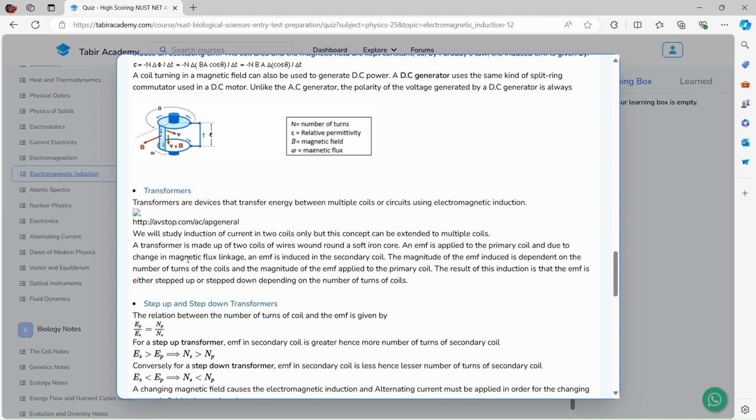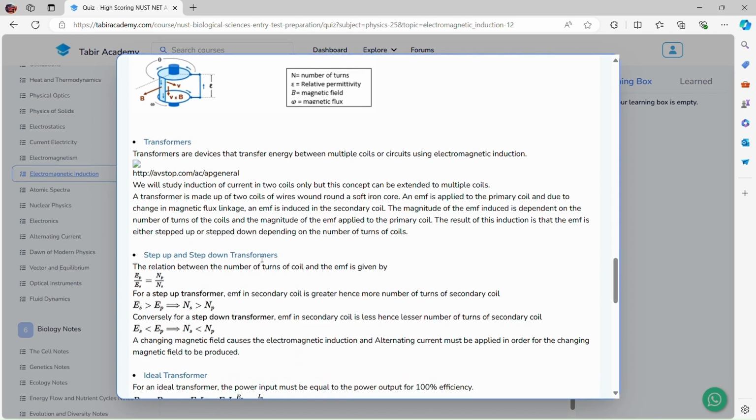An EMF is applied to the primary coil, and due to change in magnetic flux linkage, an EMF is induced in the secondary coil. The magnitude of the EMF induced is dependent on the number of turns of the coils and the magnitude of the EMF applied to the primary coil. The result of this induction is that the EMF is either stepped up or stepped down, depending on the number of turns of coils. Step up and step down transformers.